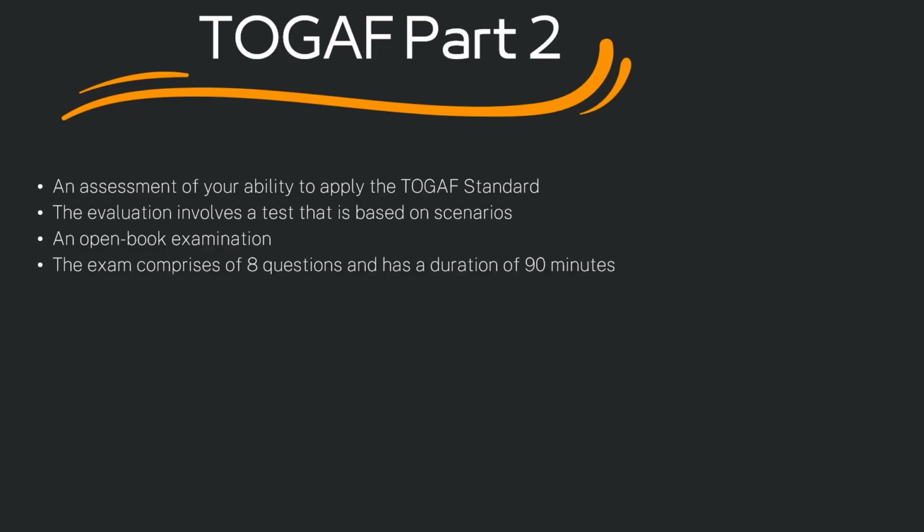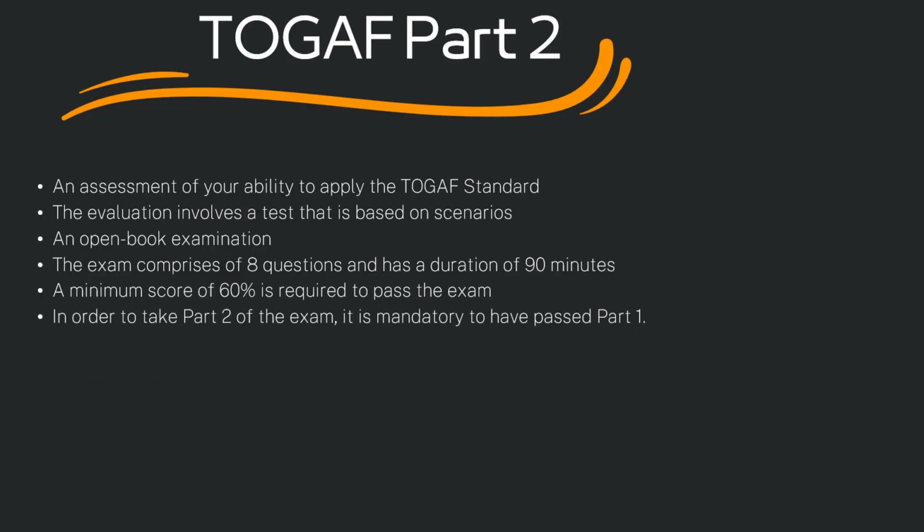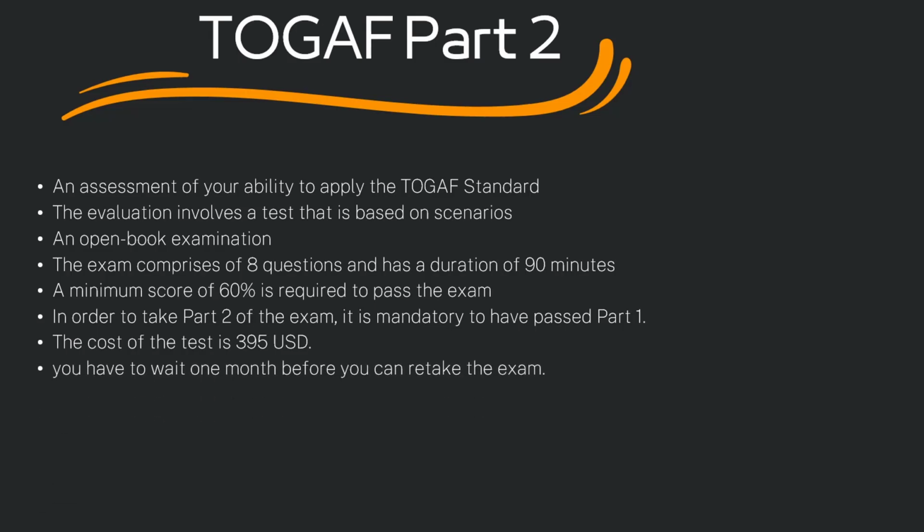The exam comprises 8 questions and has a duration of 90 minutes. A minimum score of 60% is required to pass the exam. To take the Part 2 exam, passing the Part 1 exam is required. The cost of the test is $395. You have to wait 1 month before you can retake the exam. Exam number OGEA 102 English.